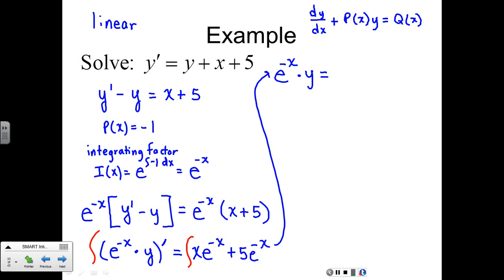Integration by parts on that first part there. So we get negative x e to the minus x minus e to the minus x. And I'm not through. What is the integral of 5e to the minus x? Plus c. Fit that in the screen if I can.